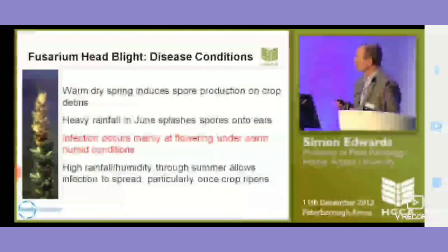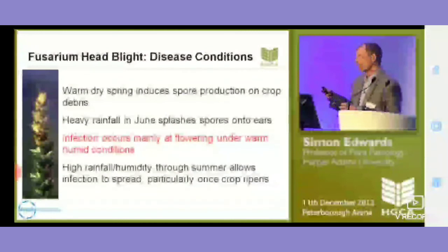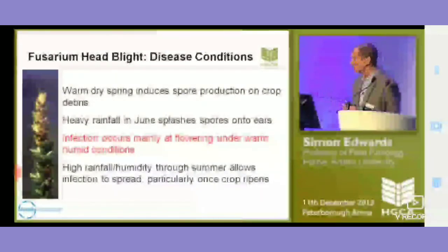And then also, Fusarium is monocyclic. We only have one infection event. But later in the season, as the crop ripens, we'll actually get saprophytic growth on the dead crop. And that's what we see with a delayed wet harvest, where we can see an increase in mycotoxins.